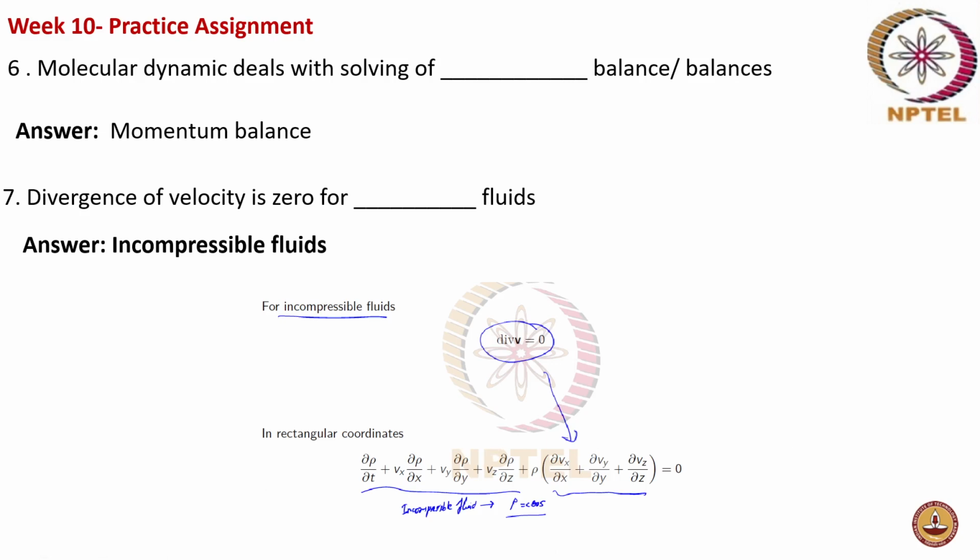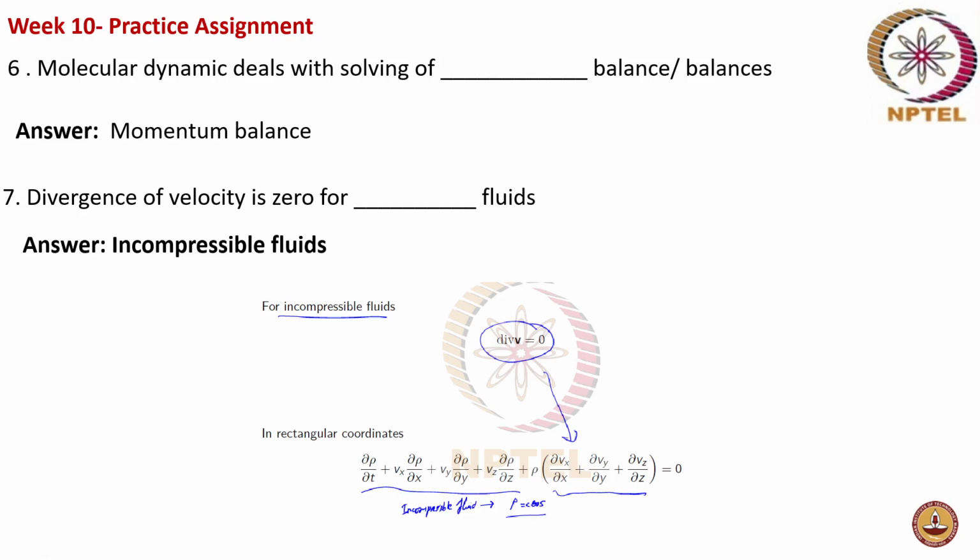So if you write the mass balance equation, you have dou rho by dou t plus Vx into dou rho by dou x plus Vy into dou rho by dou y plus Vz into dou rho by dou z plus rho into dou Vx by dou x plus dou Vy by dou y plus dou Vz by dou z is equal to 0. So in this mass balance equation, we know that for incompressible fluid the density is constant. So the derivative of density with respect to time and space goes to 0.